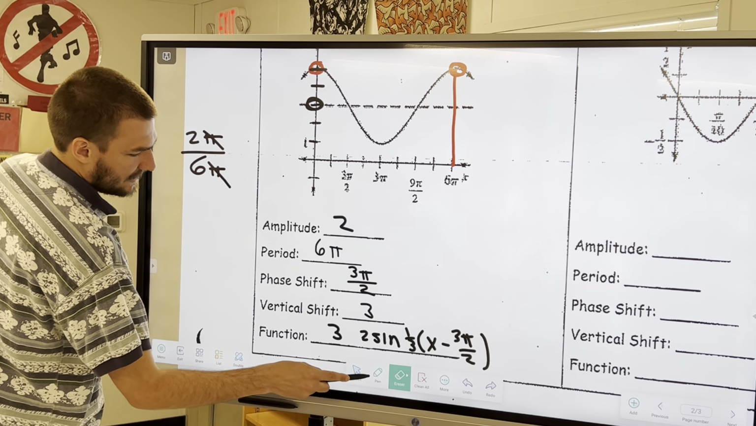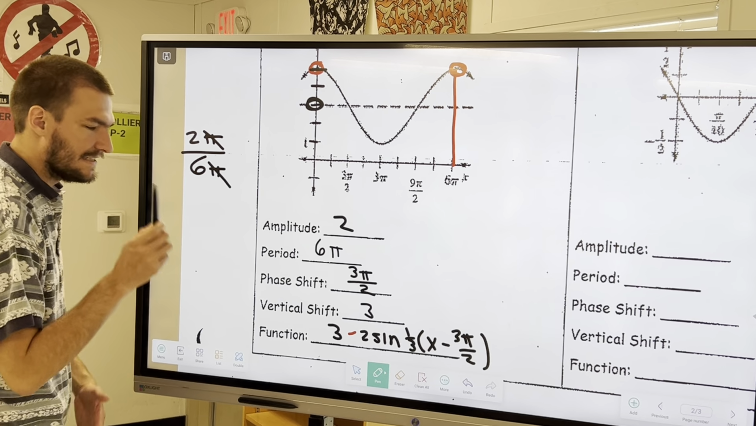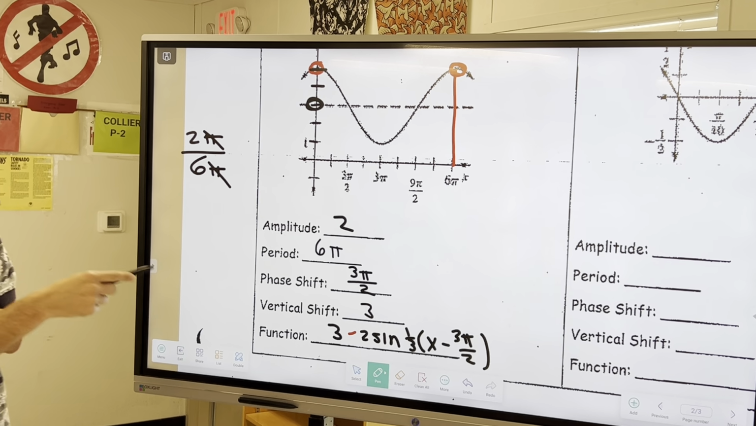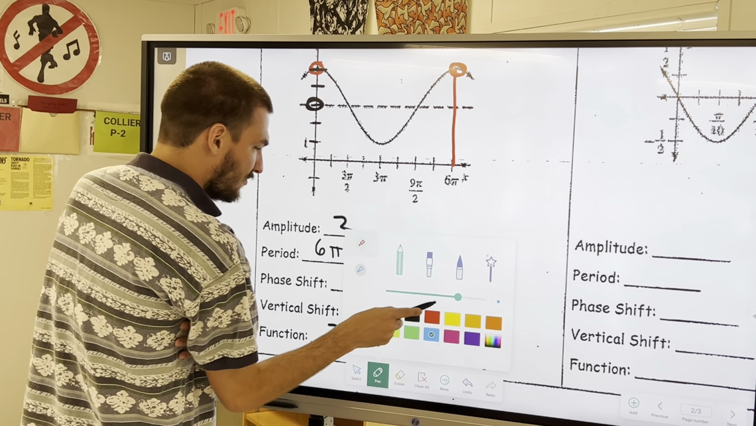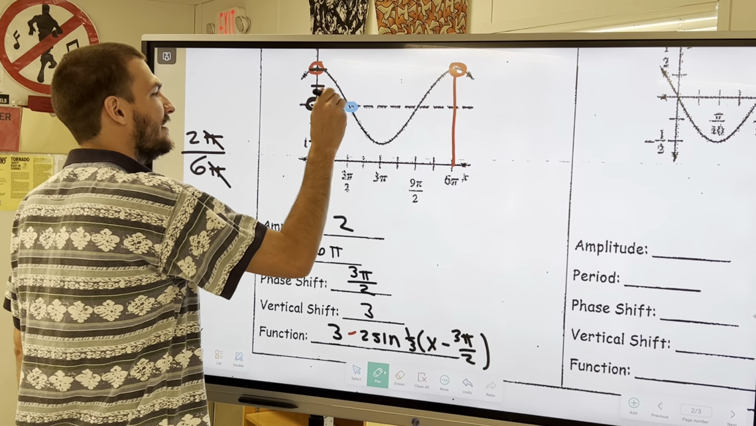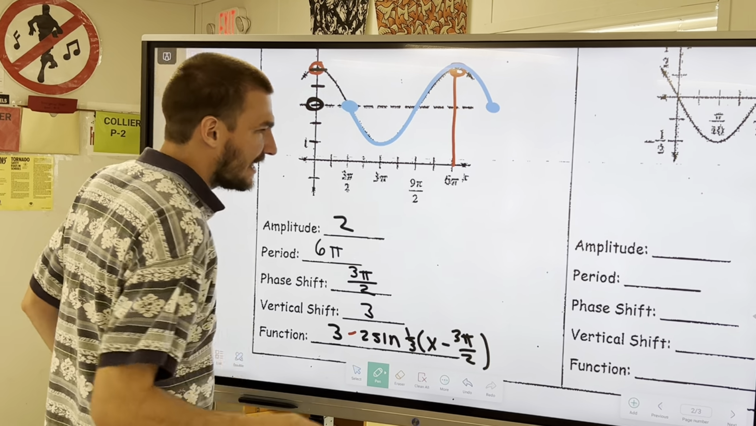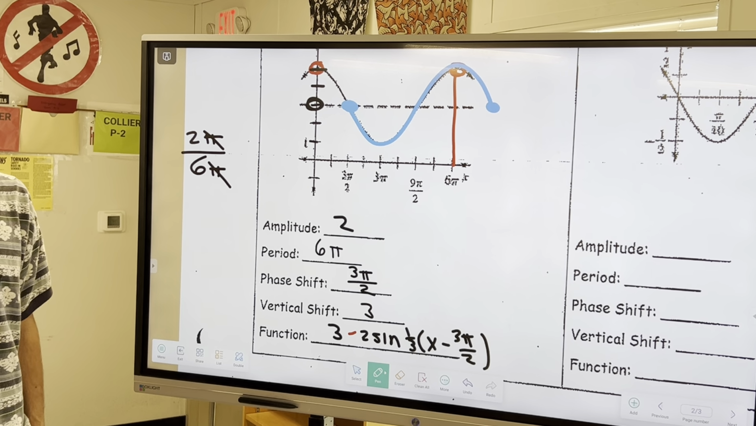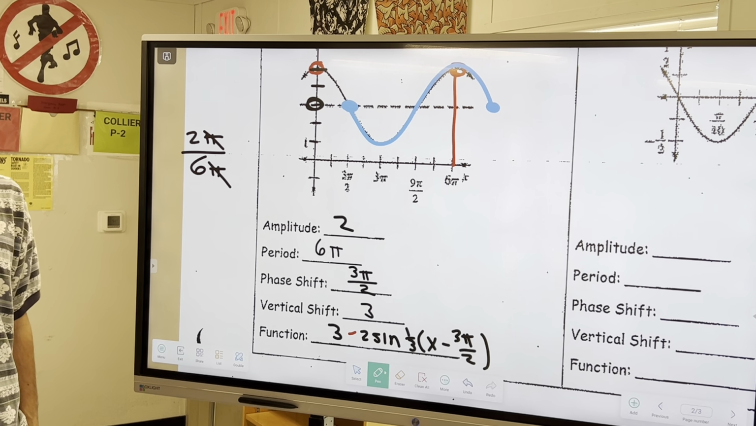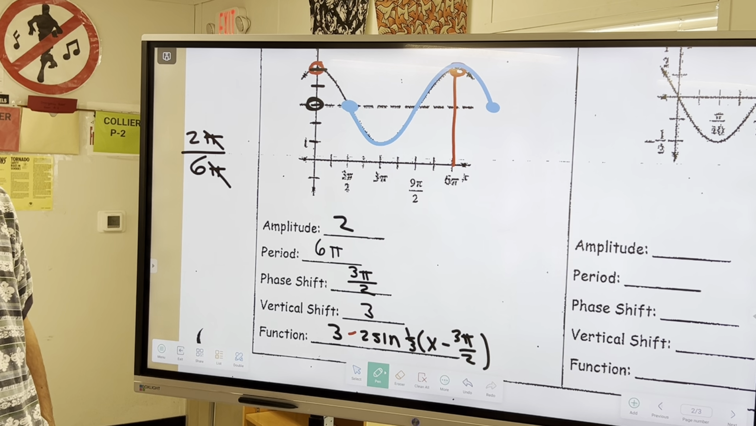It needs to be minus because what we chose was our sine graph to start here, right? But that's not sine. That's negative sine. That's upside down from what it really is.